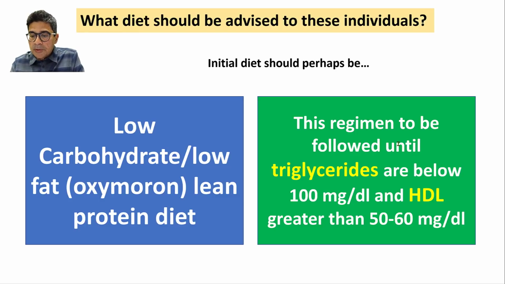So I propose that this regimen should be followed until the triglycerides are below 100 and the HDL is greater than 50 to 60 in people with insulin resistance and high triglycerides. So that's all I had, and I hope that you liked this presentation, that it makes common sense, and that there is scientific validity based on all this information that I gave you.